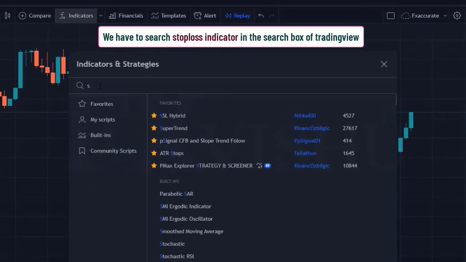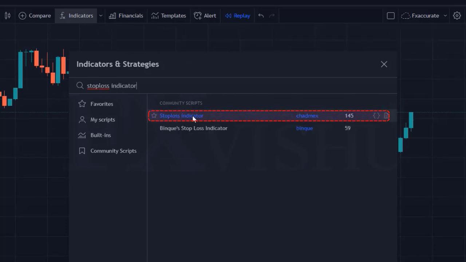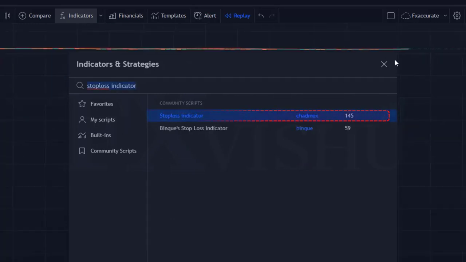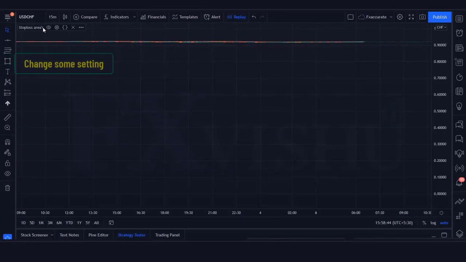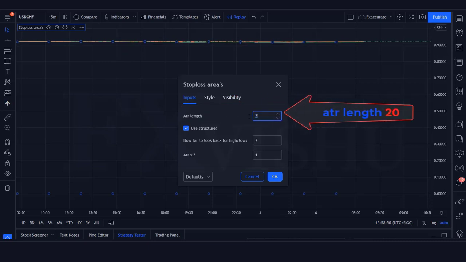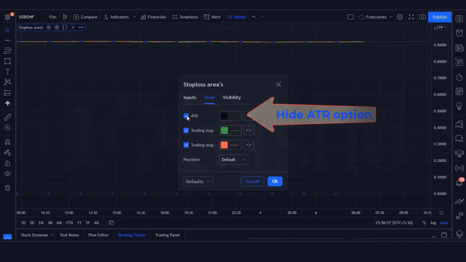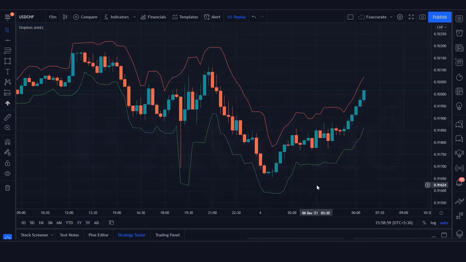First of all, we will search stop loss indicator in the search box of Tradingview. After that we have to click on the stop loss indicator option, in which we have to change some settings. We have to replace ATR length 14 with 20 and high-low 7 in place of 3. In this, we have to hide the ATR option.